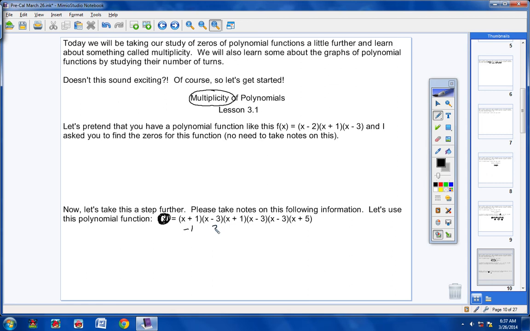This group, you would get a +3. This group, a -1. This group, a +3. This group, a +3. And this group, a -5. Now, listen.